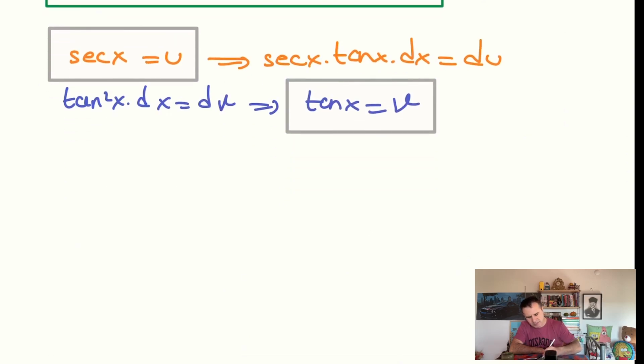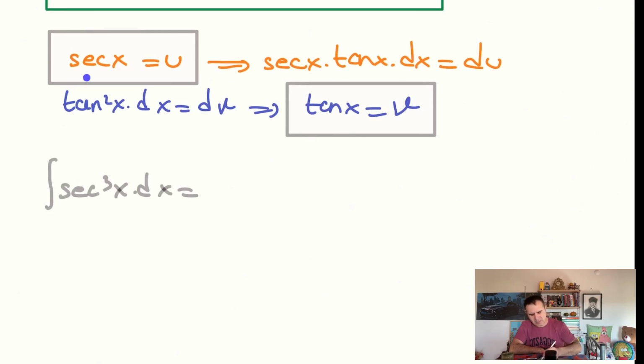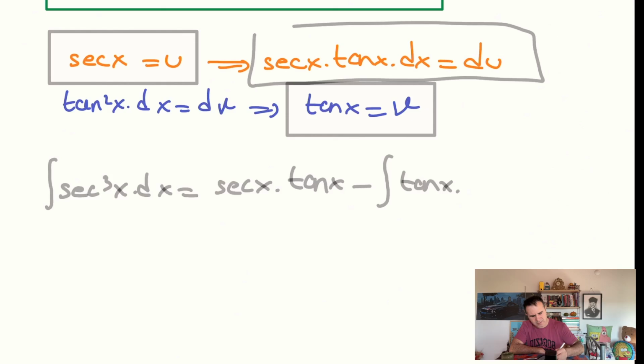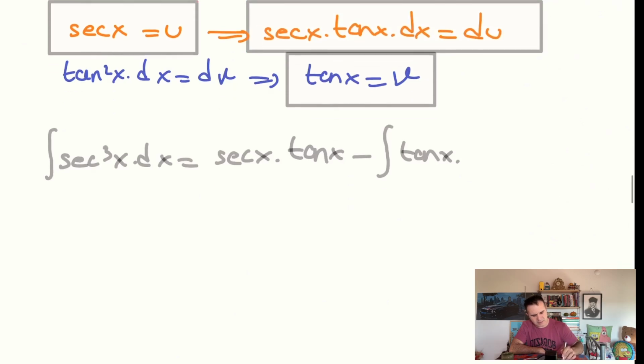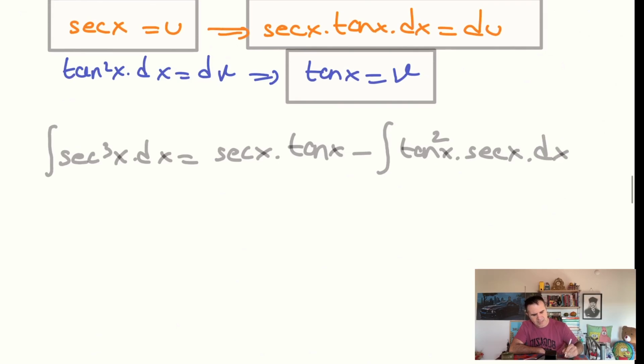Now our integral was sec³ x dx, and this will be equal to u times v. U is here sec(x), v here is tangent x, sec(x) times tangent x minus integral of v du. V here is tangent x, and du here is this sec(x) tangent x dx. Let's write it. Sec(x) times tangent x. This means that tangent x multiplied by tangent x, we will say here tangent square of x dx.